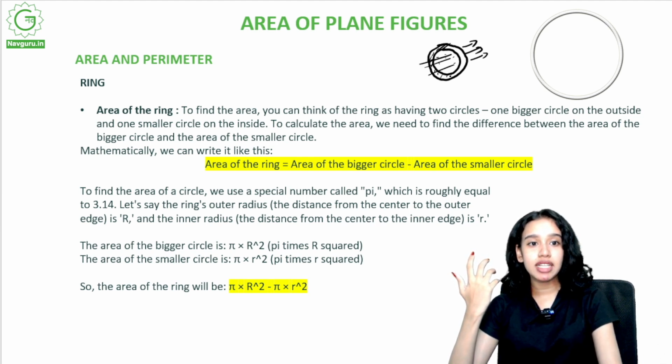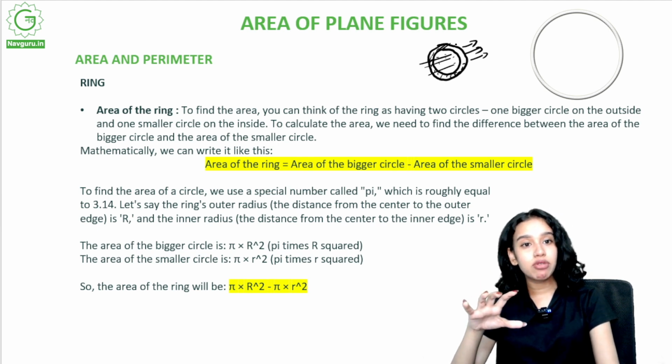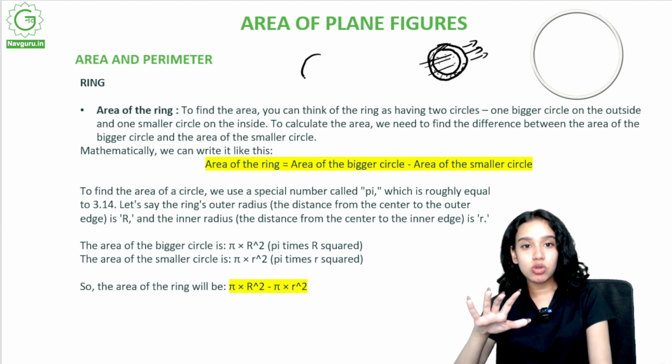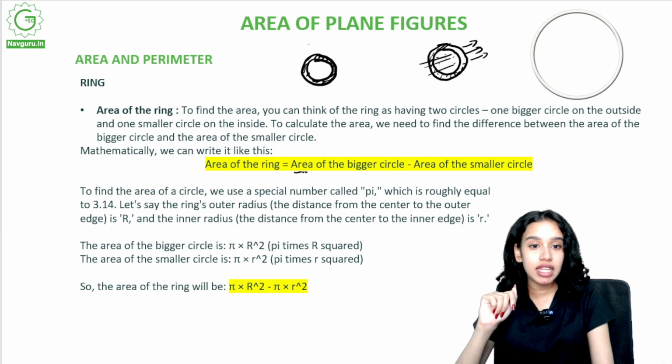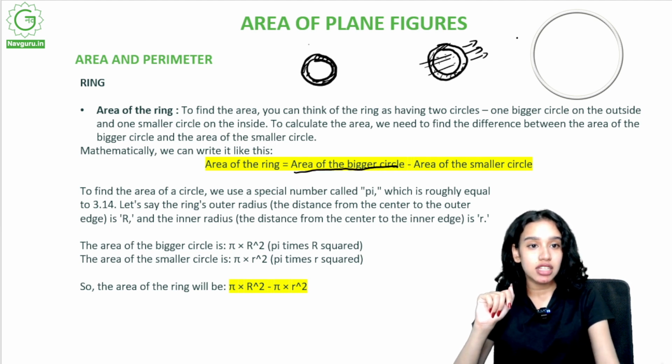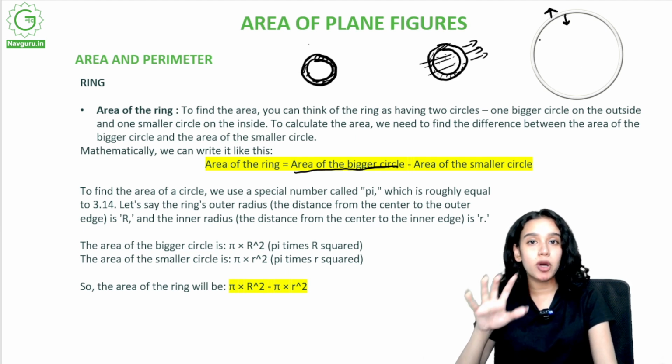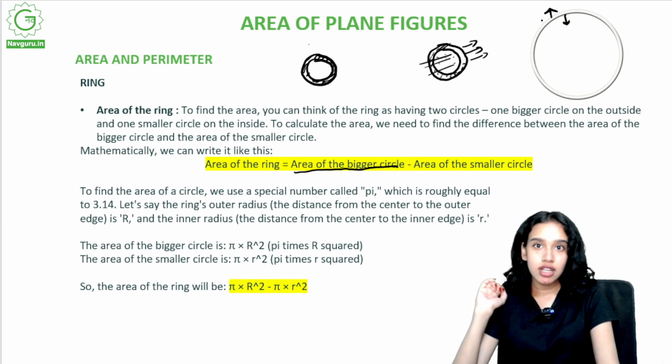So how do we find the area of this? See, in this case, we have two circles. We could consider this as two circles. We have a bigger circle and a smaller circle, right? So how do we find the area between these two? We have to find this area, right? To find this area, first we'll find the area of the bigger circle. That is, we'll find the area of this circle and then subtract the area of this circle, the smaller circle, from the area of the bigger circle.